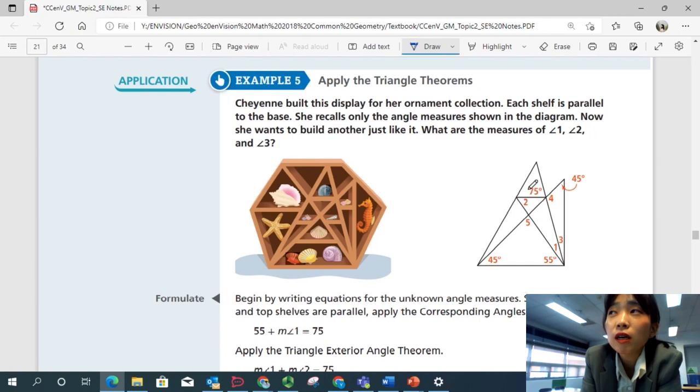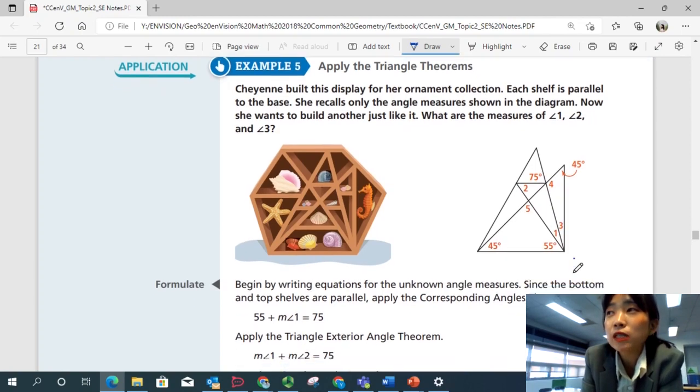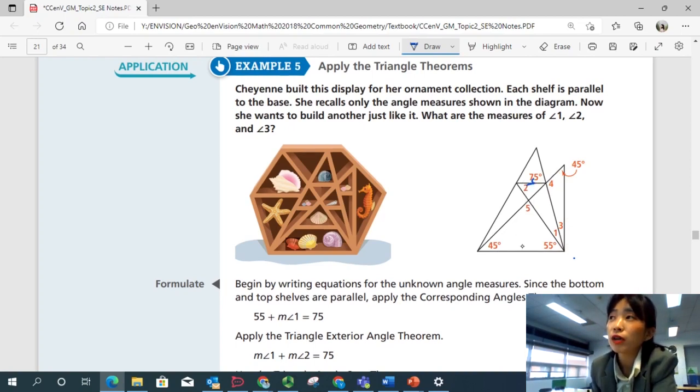So using the angles that we see here, can we apply the triangle theorems in order to figure out the missing angles here? First, we're going to begin by writing equations for the unknown angle measures. So what are the relationships we see? Since the bottom and top shelves are parallel, you can apply the corresponding angles theorem, right? So since these are parallel lines, the transversals here will make corresponding angles.